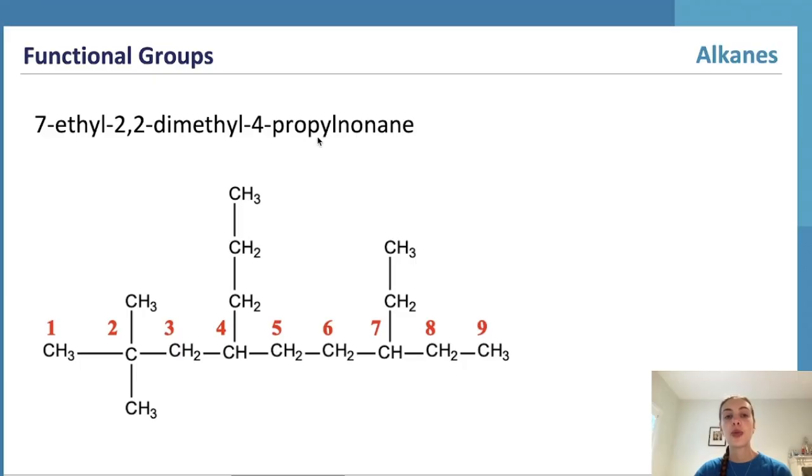The next one is saying 4-propyl. So it's saying we've got a 3-carbon chain long branch on the 4th carbon along the chain. So we can go 1, 2, 3, 4. And we can see we've got 1, 2, 3 carbons branching off the 4th carbon along the main chain. And so this here would be our propyl group, because it's like a propane chain, being 3 carbons long, except it's a chain, and it's branching off, so it's a propyl group. So hence we end up with 7-ethyl, 2,2-dimethyl, and 4-propyl, and then nonane being the entire length of the main chain.